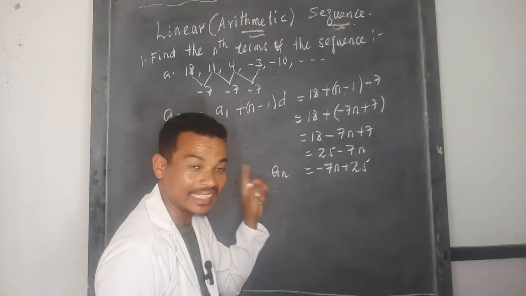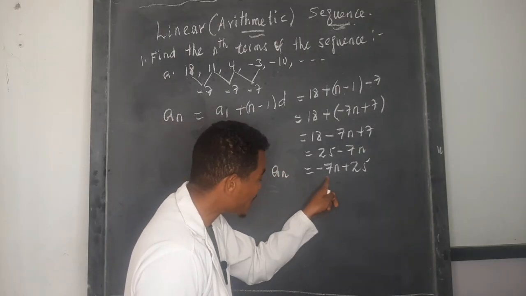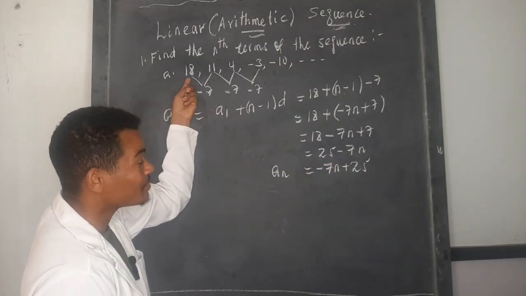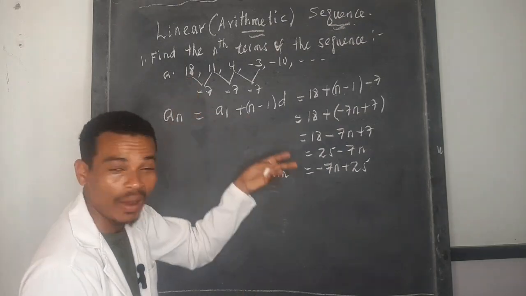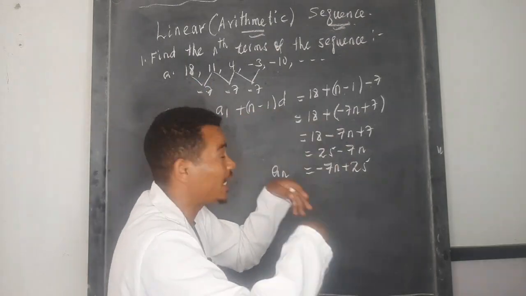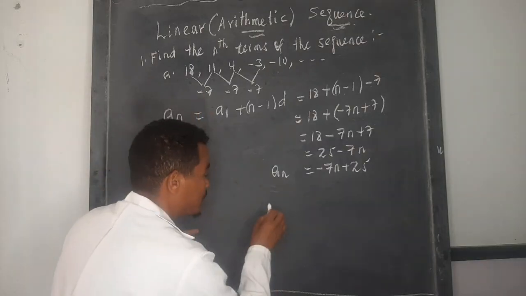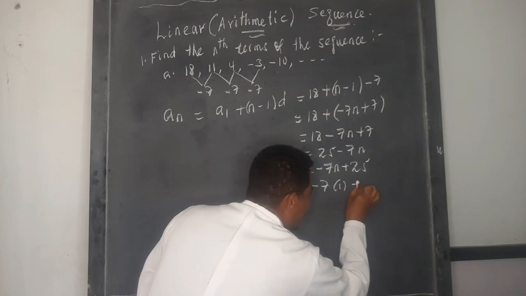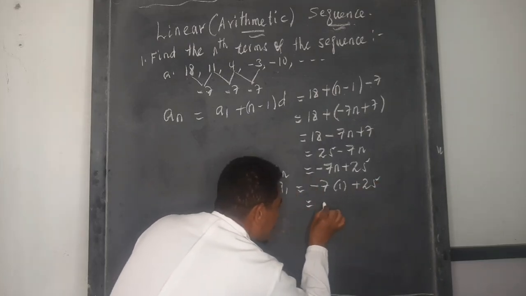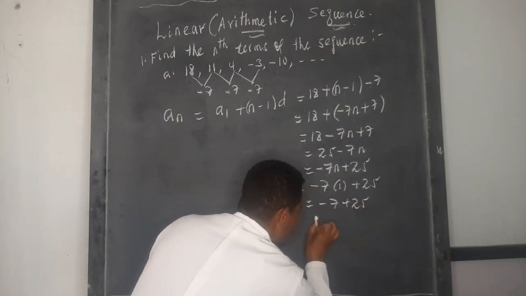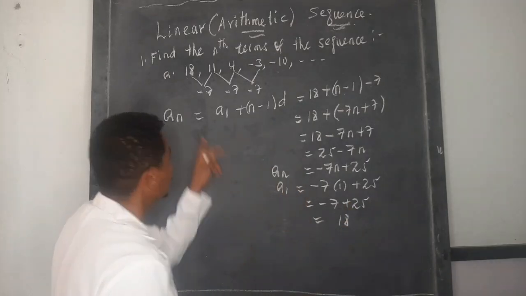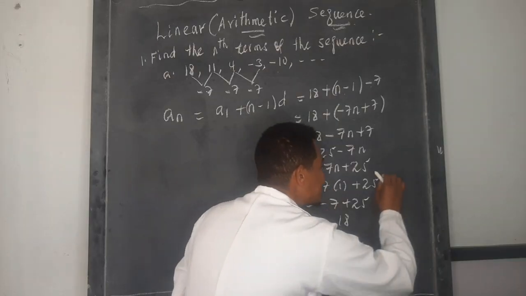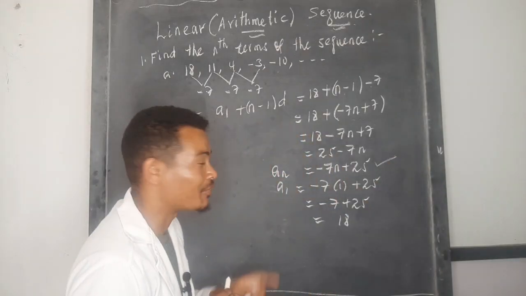To find the nth term, which formula do we use? We use minus 7n plus 25. For example, here the first term is 18. That means we can ask for a1, or a20, or a15, but to check, let's check a1. a1 is equal to minus 7 into 1 plus 25. This is the same with minus 7 plus 25 which is equal to 18. Here it is correct. So what is the nth term? Minus 7n plus 25. This one is the first method.